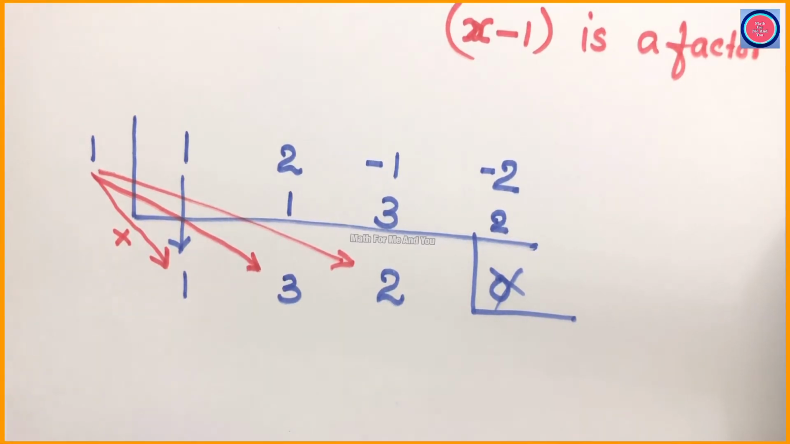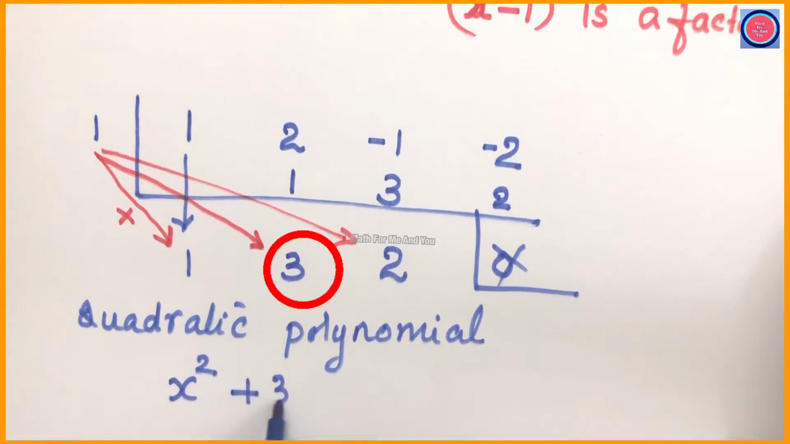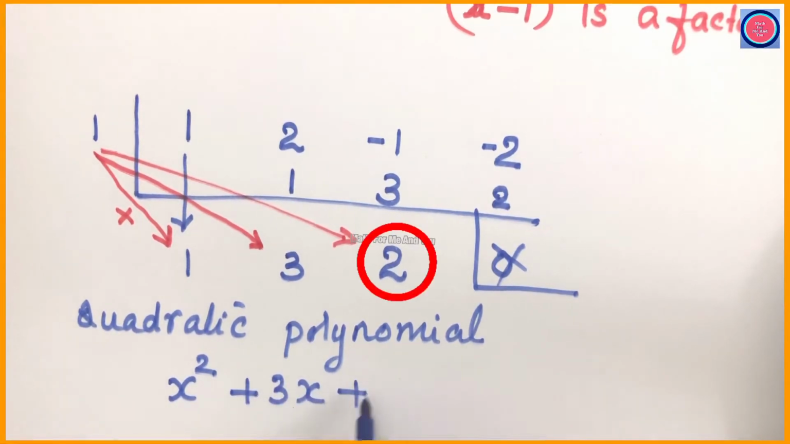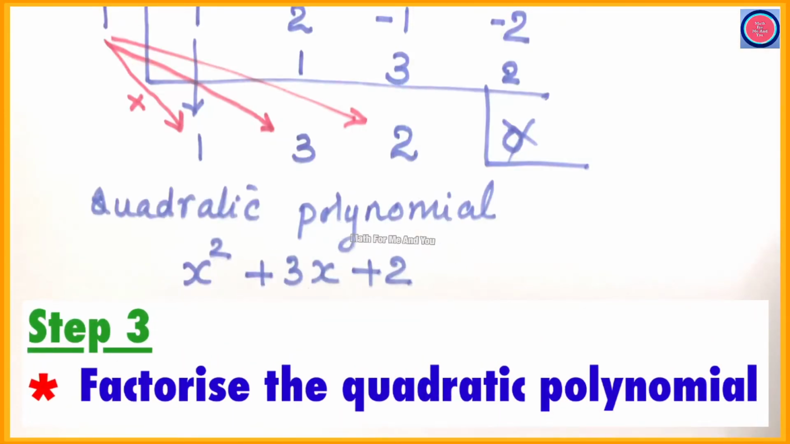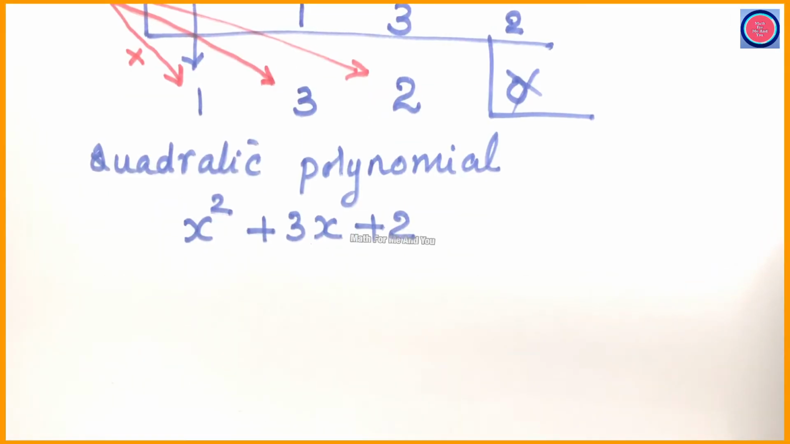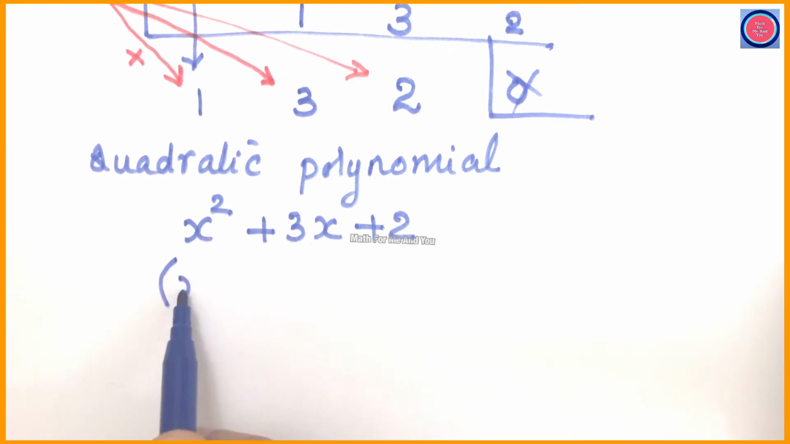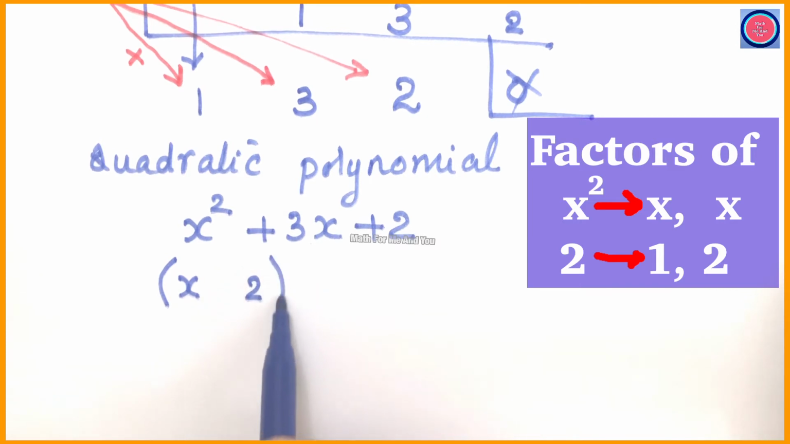So we can write the quadratic polynomial. 1 is the first number, so 1 is the coefficient of x square. 1x square means x square plus 3x plus 2. We get the quadratic polynomial. With step 2 finished, next is step 3, factorize the quadratic polynomial. We have already studied how to factorize a quadratic polynomial. I posted a video about this already and I will provide you the link in the description box. Okay, here the factors of x square plus 3x plus 2 are: for x square, the factors x and x, and factors of 2 are 2 and 1.